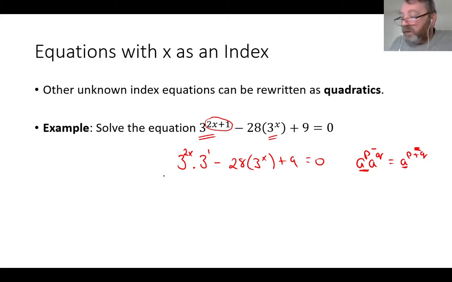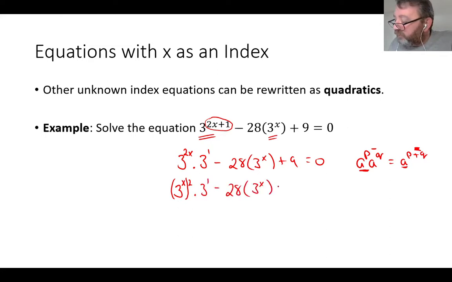Can I get 3 to the power of x out here? Let's see what I can do. 3 to the x times 2. Now, multiplication is commutative, okay? So 3 to the 2x and 3 to the x2 are exactly the same. Because this 2 and x are being multiplied, the order in which they're multiplied doesn't matter. So therefore I'm going to write it this way, multiplied by 3 to the 1, minus 28 times 3 to the x, plus 9 equals 0.